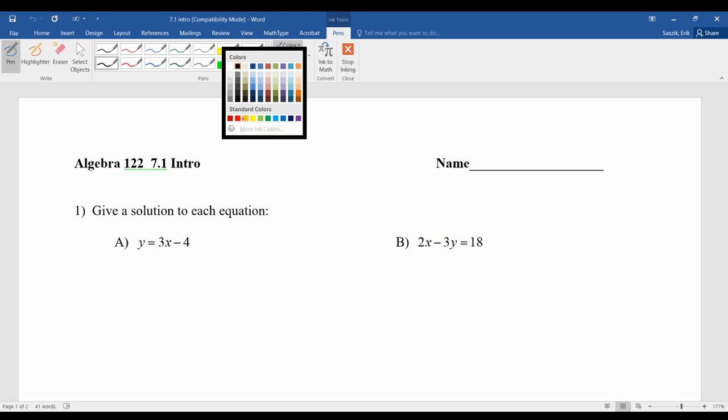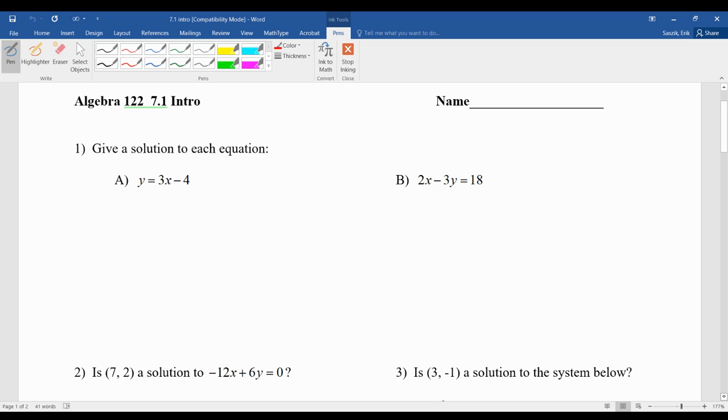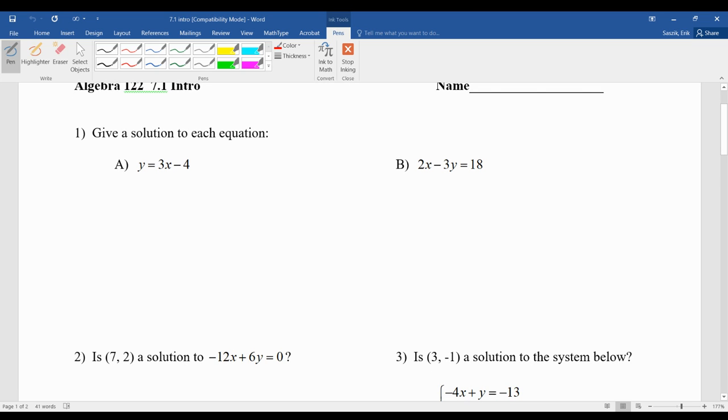So today we're going to start solving systems of equations. And we'll do a little review before we get into that. So it says give a solution to each equation. Now I hope you realize that both of these equations, A and B, would both graph out as lines. And a solution just means a point that's on the line. So there's an infinite number of solutions.